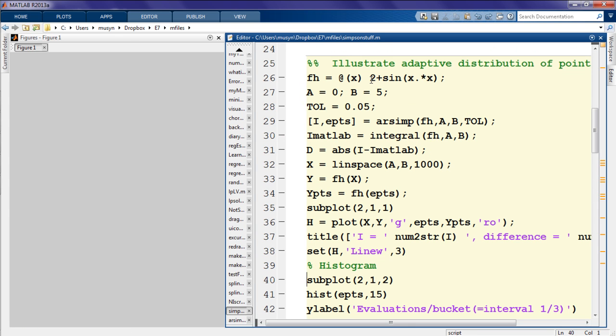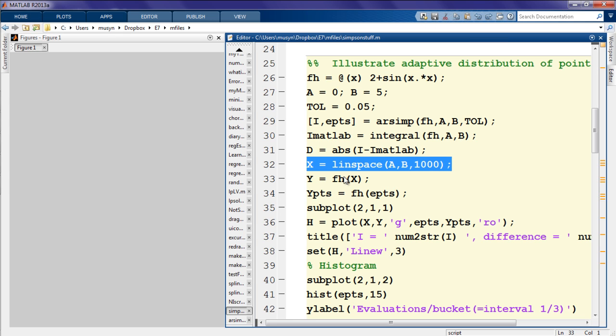We'll do it on the function 2 plus sine of x squared. Because it's sine of x squared, the frequency gets greater as x gets larger. We'll go from 0 to 5 for the range of integration. We'll set the tolerance initially to be 0.05. We'll integrate it using our method. We'll also integrate it using the MATLAB built-in integral function, which works very much under the same principles. And we'll see the difference between the two values that we obtain.